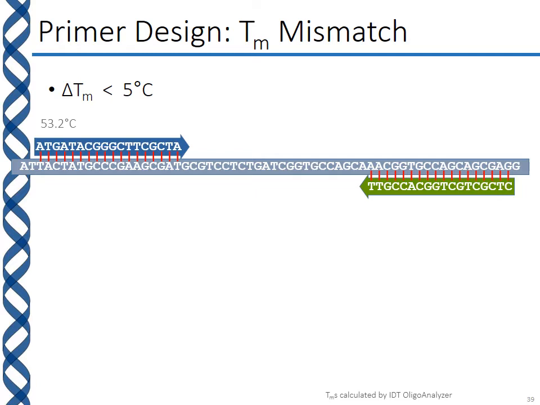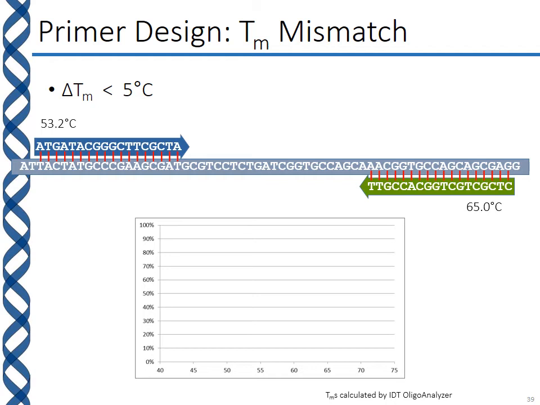If we take a look at the TMs of this sequence, the forward primer has a TM of about 50 degrees. The reverse primer has a much higher TM of about 65 degrees. So why does this matter? What are the implications of this? Let's take a look at the DNA melting curve to understand why this is important.